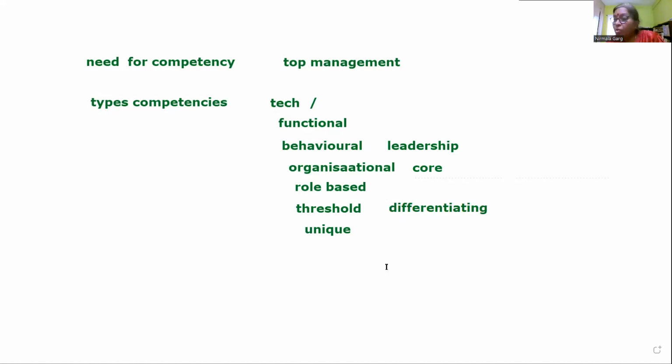Differentiating or unique competencies. All right. Now, having said that, why did I actually ask you all to run through this laundry list of competencies? When I start the competency, I have to first of all understand, I have to actually communicate to the employees. So how am I going to communicate?